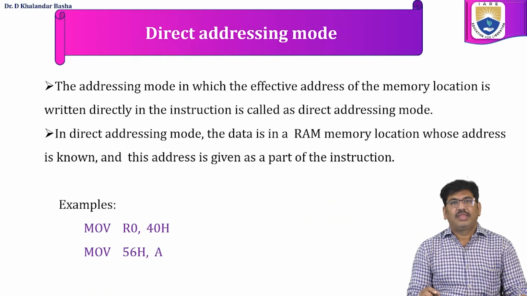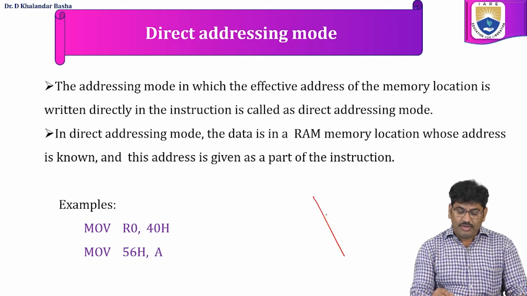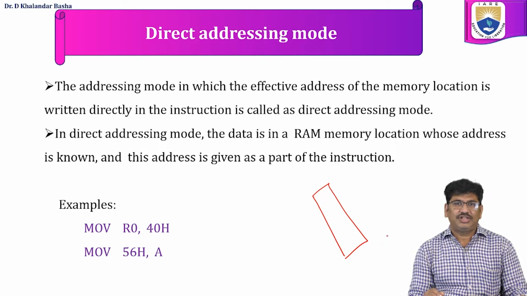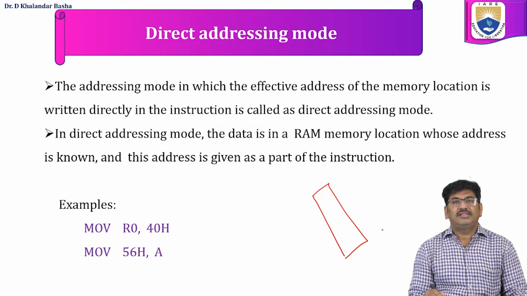The next one is direct addressing mode. In the direct addressing mode, the data refers to a memory location. The addressing mode in which the effective address of the memory location is written directly in the instruction is called direct addressing mode. In direct addressing mode, the data is in a RAM memory location whose address is known, and this address is given as part of the instruction.